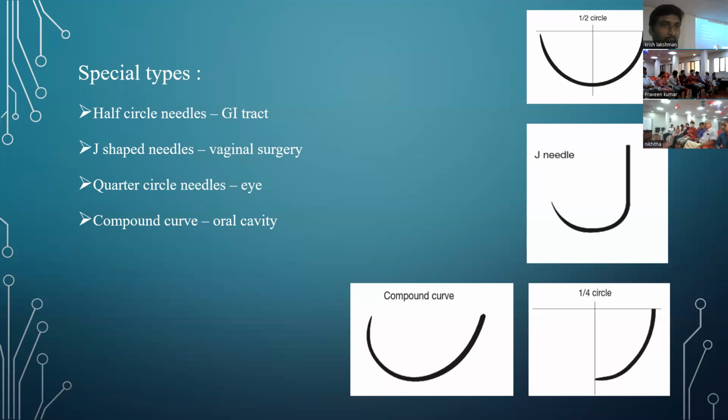What should be the other characteristic of the needle apart from the curve? Length of the needle. If you want the exit point to be farther away from the entry point, that depends again on the depth of the tissue. If you're going deeper, you need to be farther away on the other side, so you need a little longer needle. These are not special types, these are the regular ones that we use.